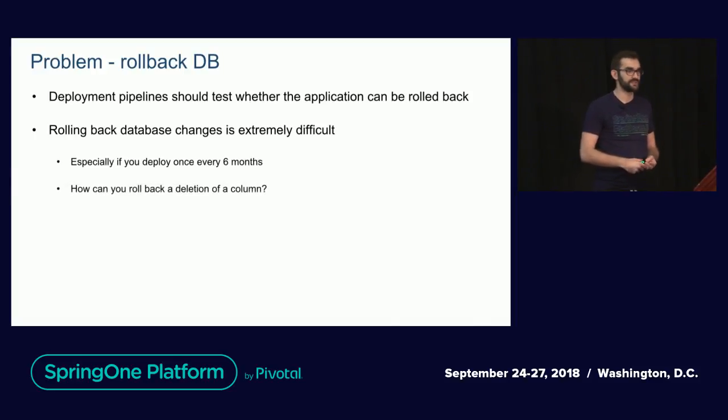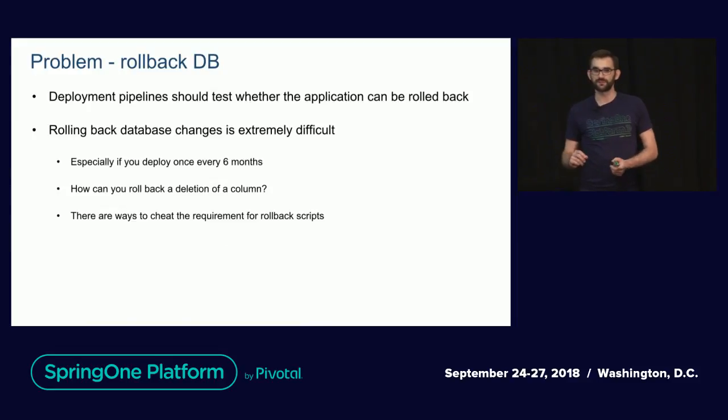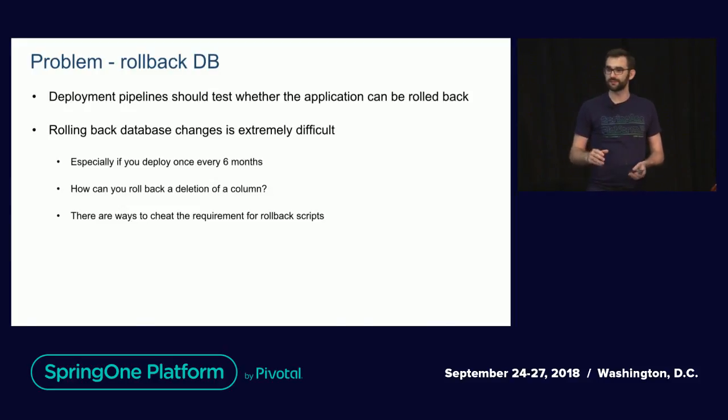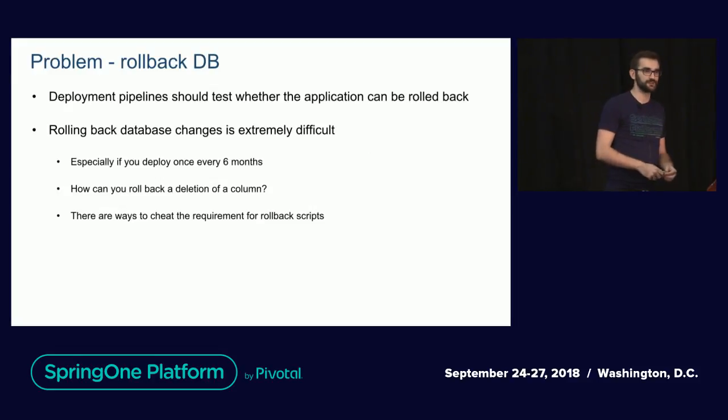So how can you roll back a deletion of a column? That's kind of problematic. You can say, we use such frameworks that you can provide a rollback script, and if you don't have it, we're going to break the build. In one of the companies I worked for, somebody used to write select 1 equals 1 in the rollback script, and the build passed, right? I don't think it's a good rollback script, select 1 equals 1.